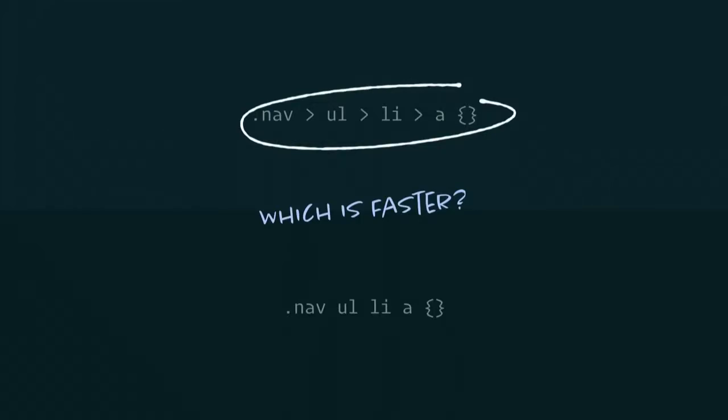The answer is the top one. And the reason it's the top one is because we're only checking one level of the DOM at a time. We start at the very end with the A element. We ask the A element, hey, is your parent an li? And if the parent isn't an li, we can just cancel out straight away. With the bottom one, we're not asking for a parent, we're asking for any ancestor.